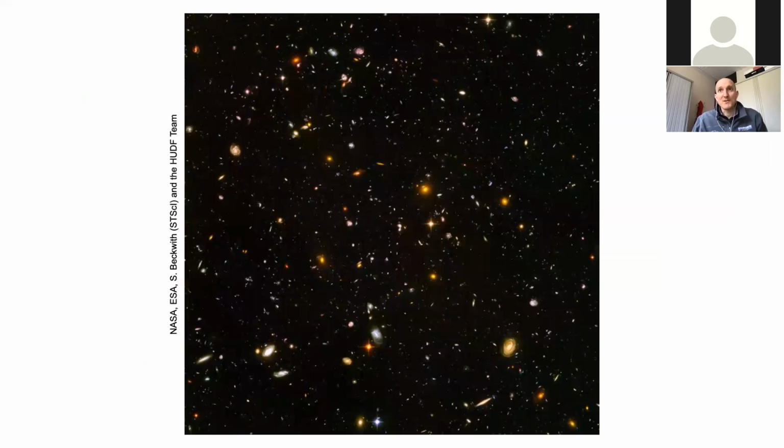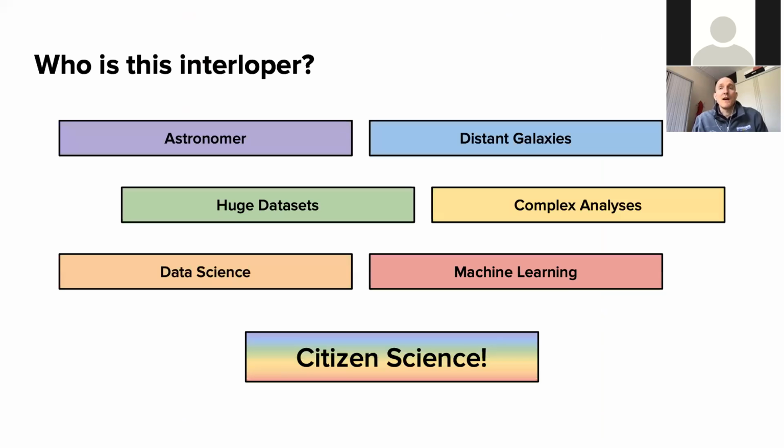So I look at images like this. And the first thing you can probably tell about this image is it's a pretty complex image. There's lots of stuff going on in that image. And in the process of analyzing data like that, I actually have to work with really, really big data sets.